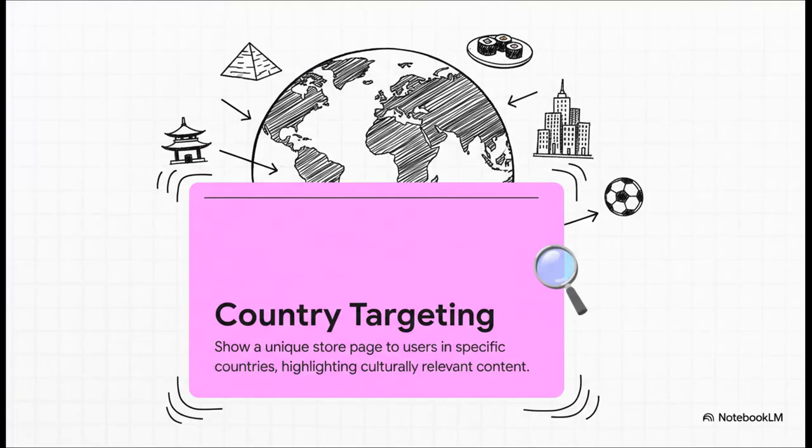First up, country targeting. This is pretty much exactly what it sounds like. You can show a totally unique store page to users in different countries. Just imagine highlighting content or features that you know are popular in a specific region. It's how you make your app feel less like a global product and more like something made just for them.